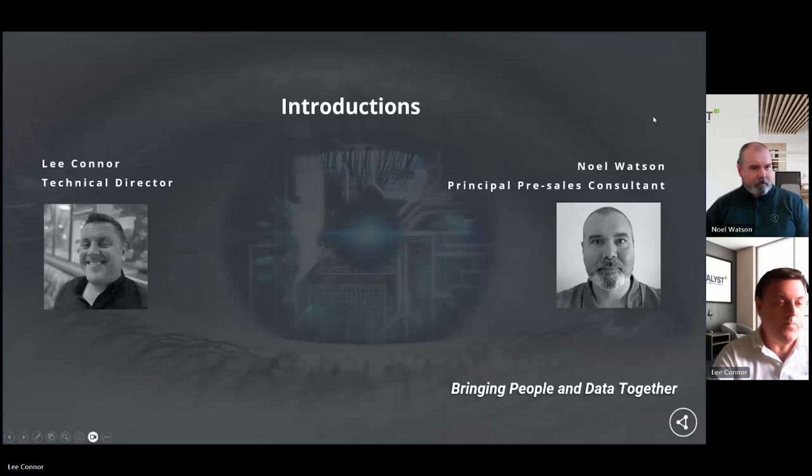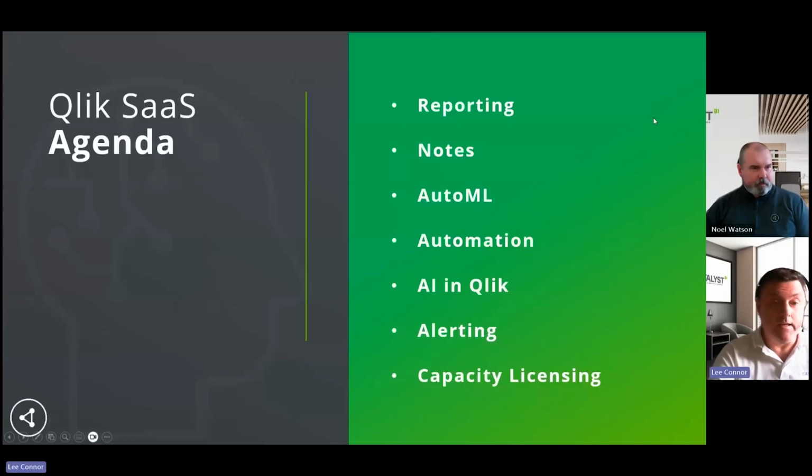So okay, today's agenda. We're going to go through a few bits and bobs, all bundled up into a nice demo presentation, but we're looking at reporting, notes, AutoML, automation with a bit of AI and alerting. And then finally, we'll finish the session off by just talking about the new capacity licensing and the benefits of that. So stay tuned.